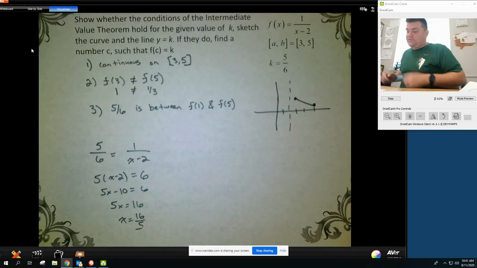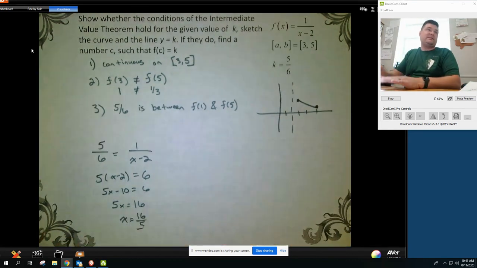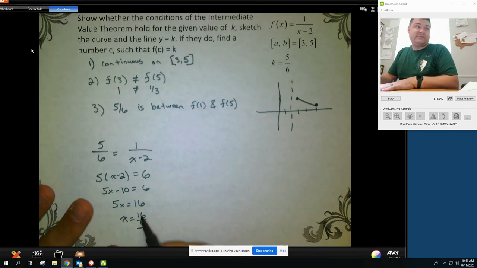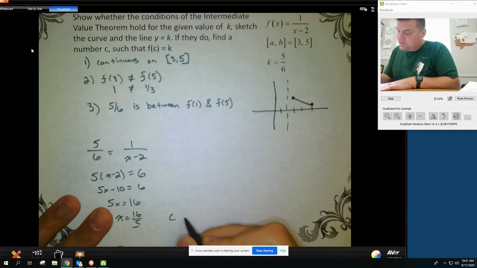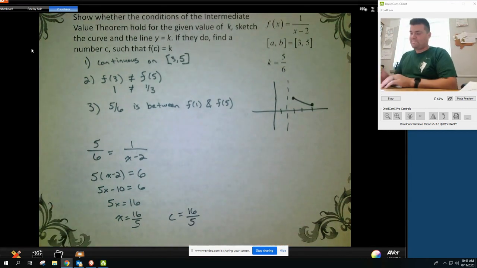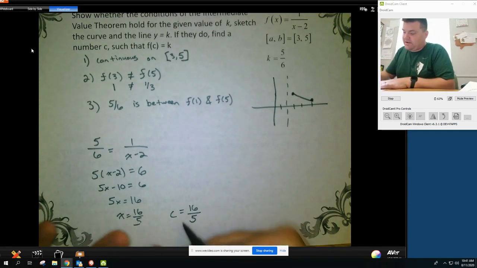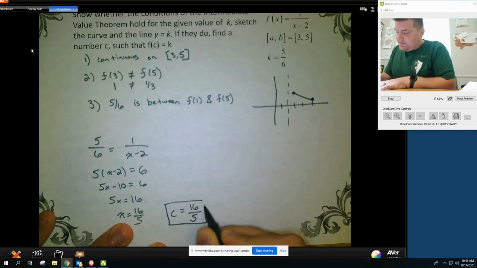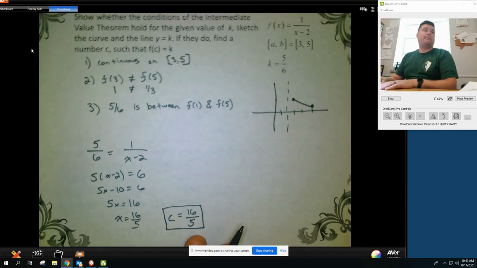So I need to find the c value. I need to make sure, because sometimes you'll get multiple x values, they need to be inside your interval. In this case, I only got one x value, so I don't worry about it. It needs to graduate to a c value. This 16/5 is between 3 and 5, so this will graduate to a c value. If this was a plus or minus for some reason, I can only graduate the positive one, sorry, by that I mean positive or negative 16/5. So anyway, answered everything there.